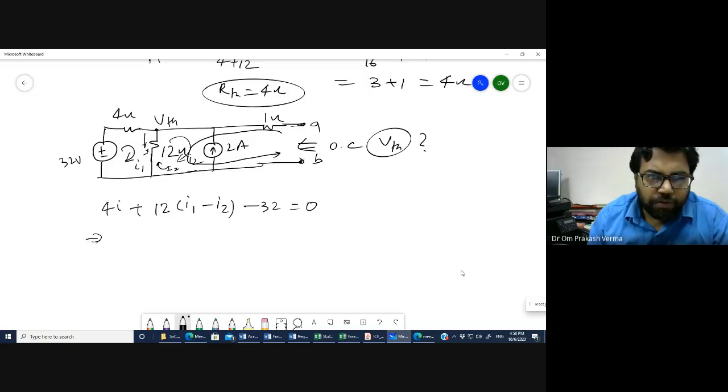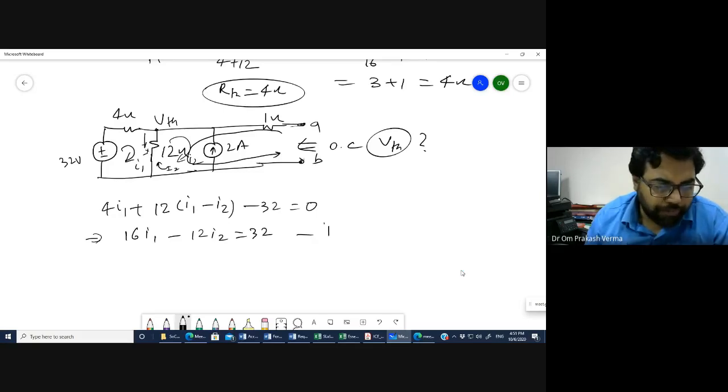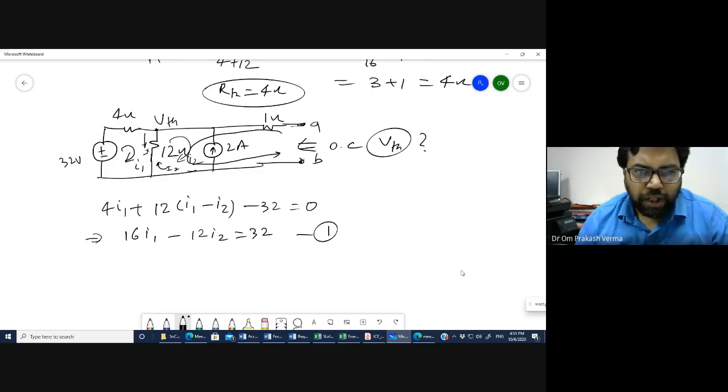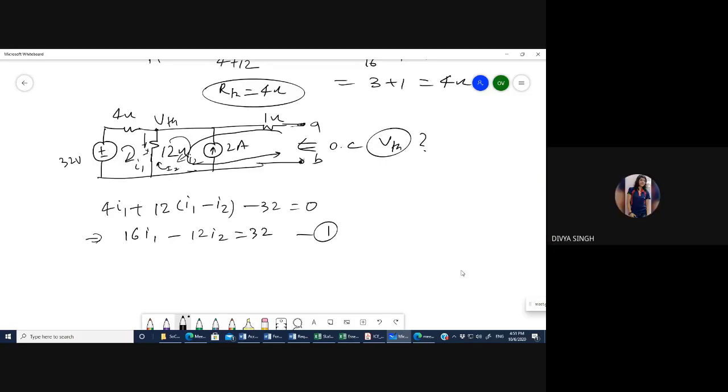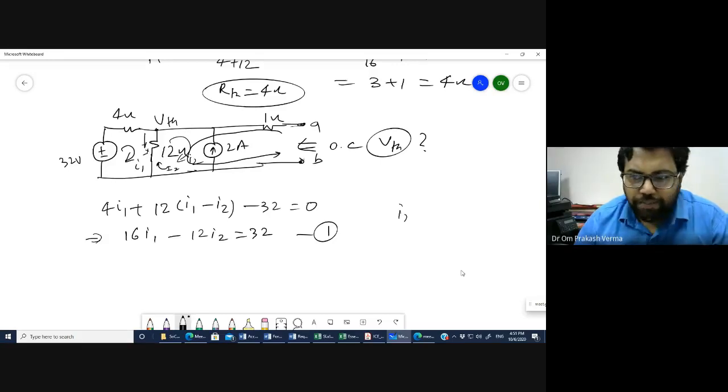So what is the total I1? 16 I1 minus 12 I2 equals 32. This is equation number 1. And can you tell me what is I2? This 2 ampere is going like this, no? Minus 2 ampere. So I2 is minus 2 ampere, right? Very good.